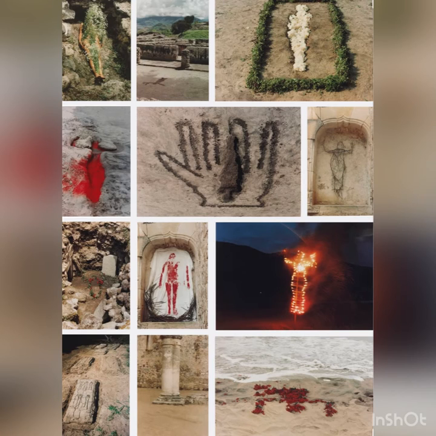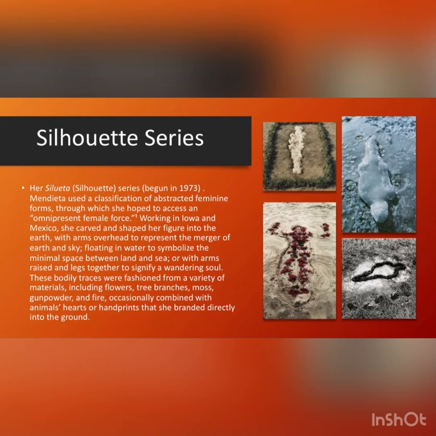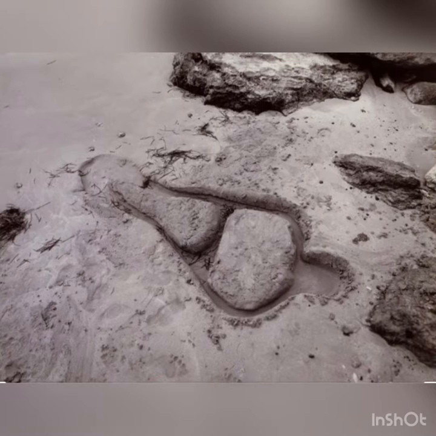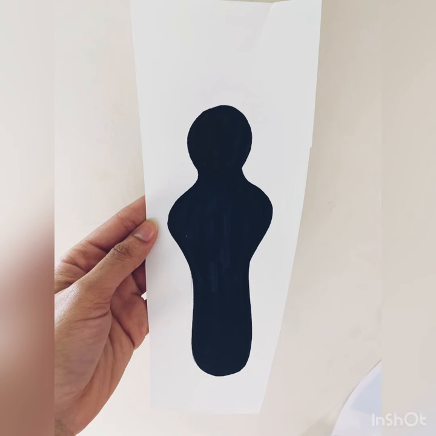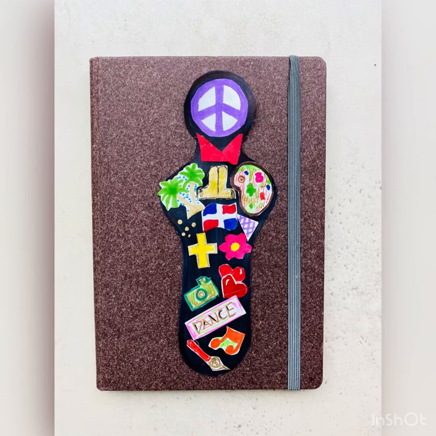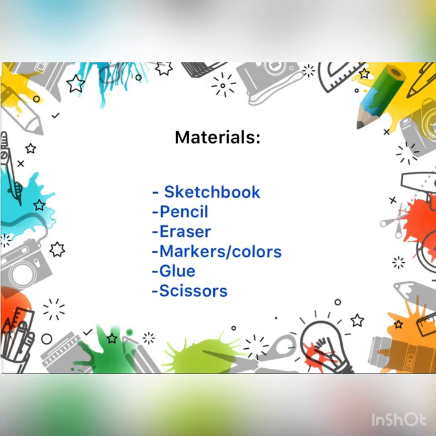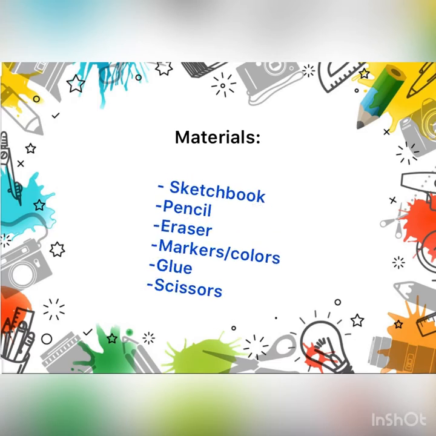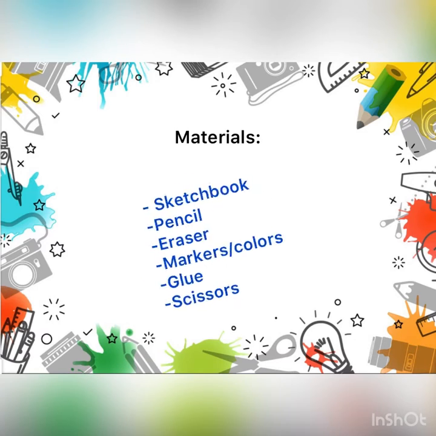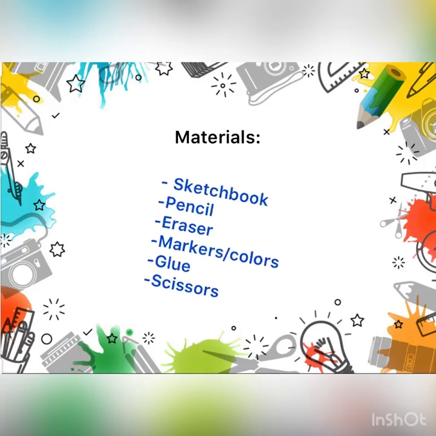In today's video, we're going to be doing an art activity based on her silhouette series. You're going to create a black silhouette composed with objects that represent your identity. Then you're going to take your silhouette and glue it onto a personal item of your preference. The materials we're going to be using are sketchbook, pencil, eraser, markers or colors, glue, and scissors.